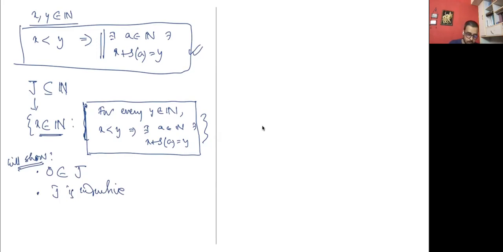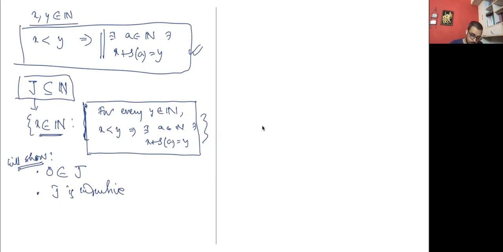What can we say from that? N is a subset of J, which together with the fact that you have started with a subset of N in the first place, the two together will tell you that N equals J. J has to be the entire N. Okay. So let's see if these two assertions are true.